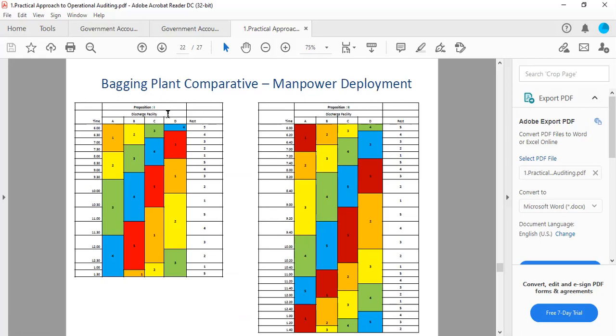So proposition one, discharge facility, and proposition two. We can see here that there have been some developments in terms of manpower deployment and in terms of the shifts. So bottom line, the rest is incorporated in this proposition as well as the second one. Hopefully that is clear or highlighted on your end.